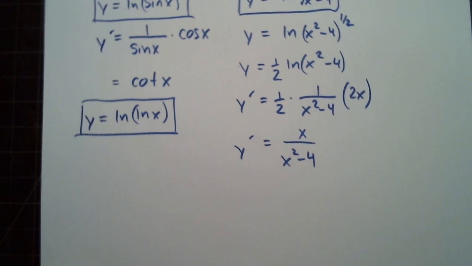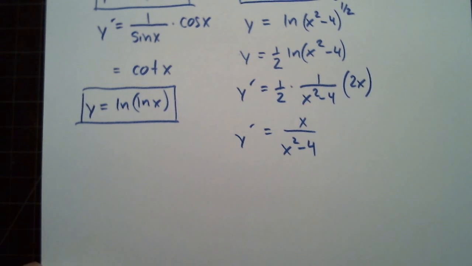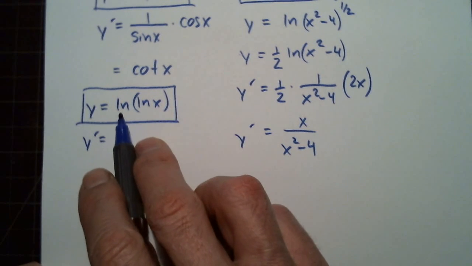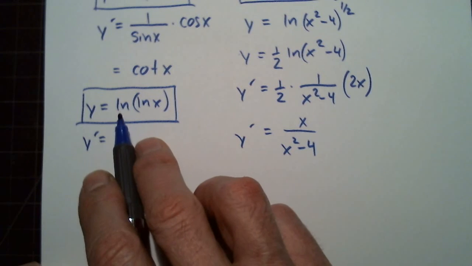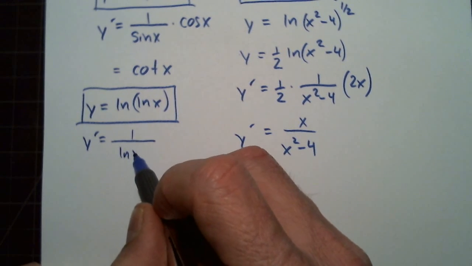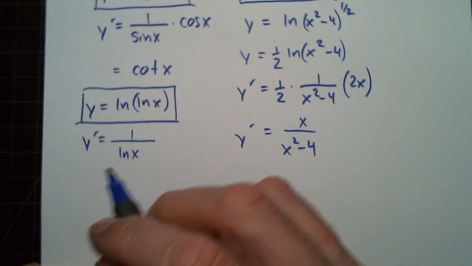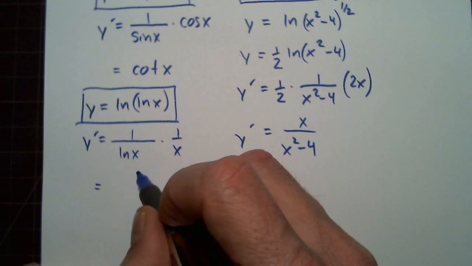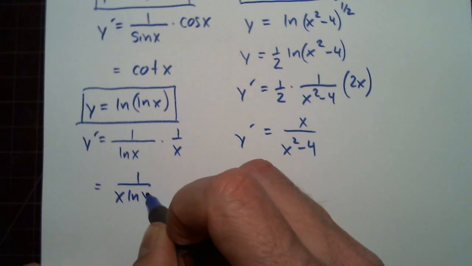Okay, pause the video and try that one. We have the outside and the inside, so we'll do the derivative of the outside, which means 1 over the inside, leaving the inside the same, times the derivative of the inside. So now we get 1 over x ln x.